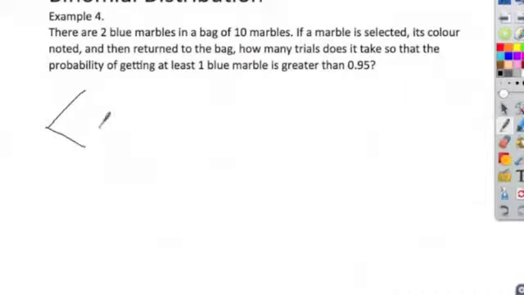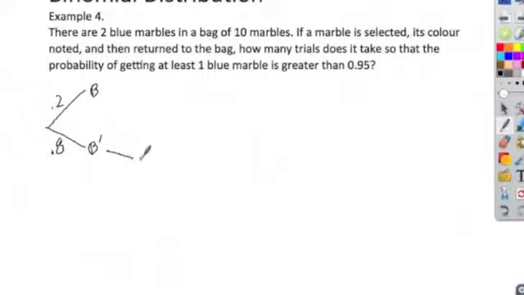Okay. So on each draw, we can either get a blue or not a blue. And again, notice this is a bag of 10 marbles, but we've reduced it down to only 2 things happening. It's either the success, which is the blue marble, or the failure, which is not a blue marble. All right? We know that the probability of drawing a blue is 2 out of 10, so 0.2. So the probability of not drawing a blue then has to be 0.8. All right? And so what we want to know is how many times we have to draw so that the probability of getting at least 1, or the complement of none, if you want to think of it that way, is greater than 0.95.